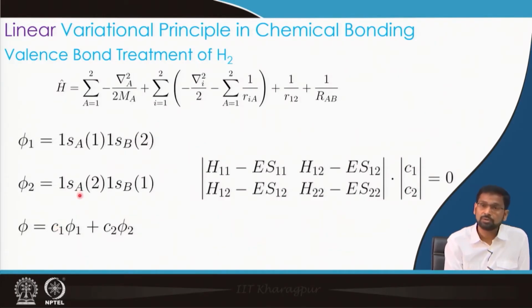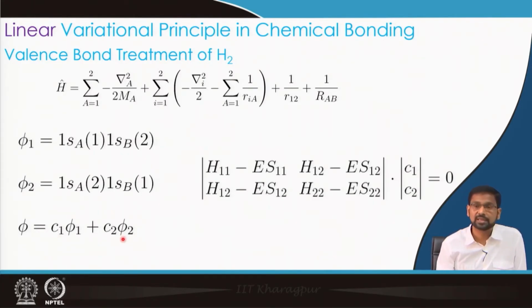We already know the form of the 1s orbital of the hydrogen atom. Therefore, phi 1 and phi 2 are known functions. What is unknown in this trial function are the coefficients C1 and C2. That means, how these 2 hydrogen atom wave functions are combining, or to what extent they are combining, to give me the wave function for the hydrogen molecule. That is the question that I want to answer.